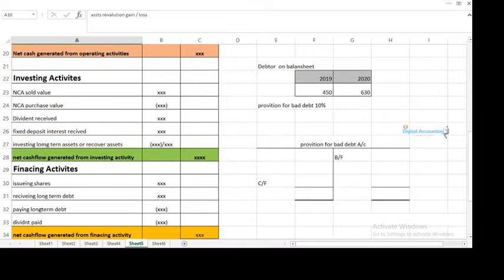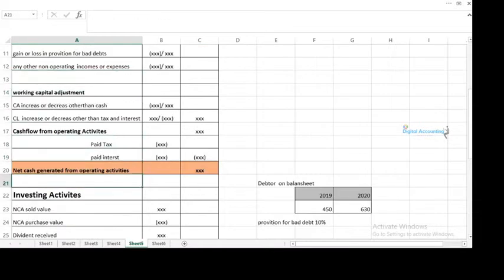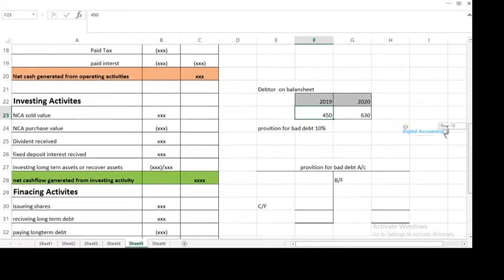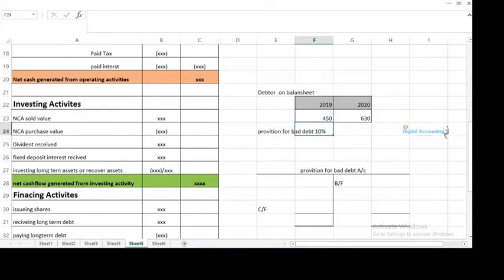Here the debtor, as it appears on the balance sheet, is shown after deducting whatever the provision is, so only a net value is given, right? Net value only is given. For example, for 2019 the values given are 450 and 630. The value has already been deducted. The provision for bad debt is given as 10%, so the 10% is deducted from the value.